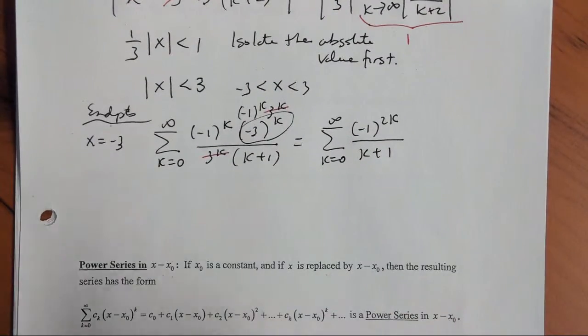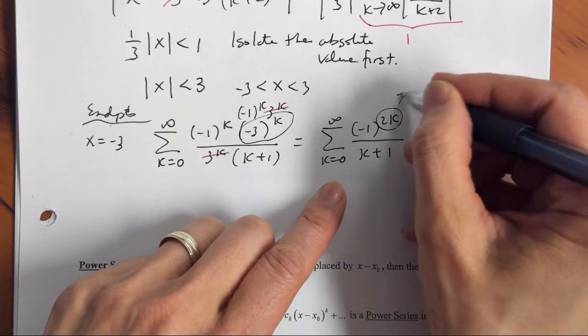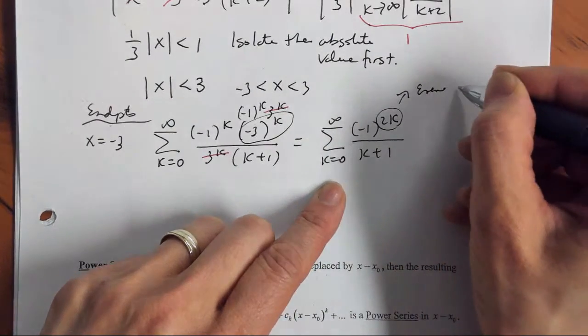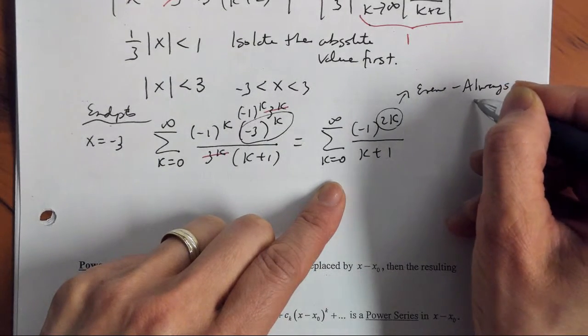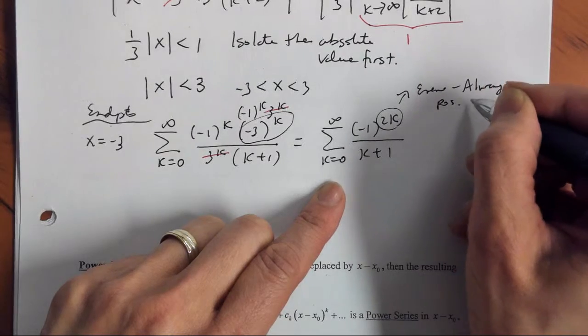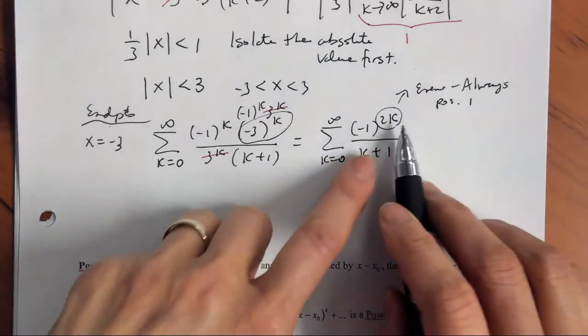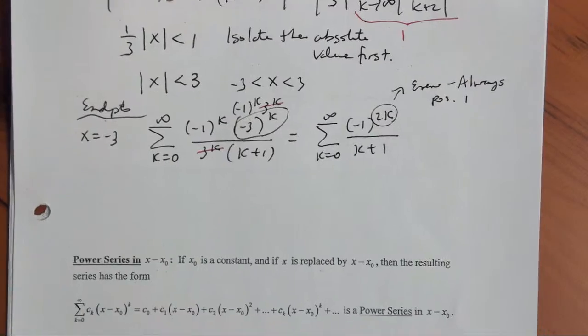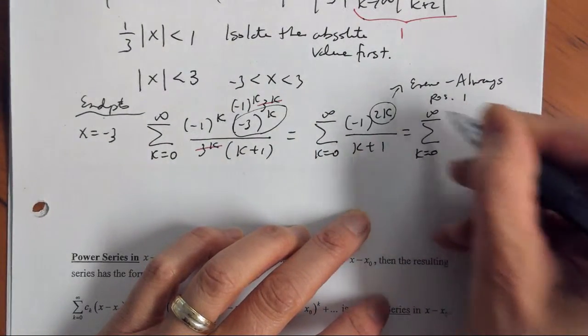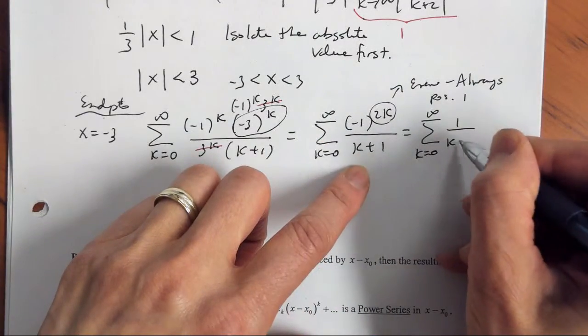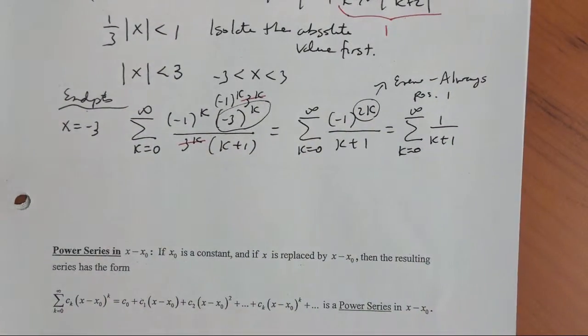All right, what is a -1 to the 2k? 1. Because it's an even power, it's always going to be a positive 1. Anything to an even power is going to be a positive 1. So then I can simplify it to this, k equals 0 out to infinity, so it's going to be 1 over k plus 1. Okay, and then what happens to that one?